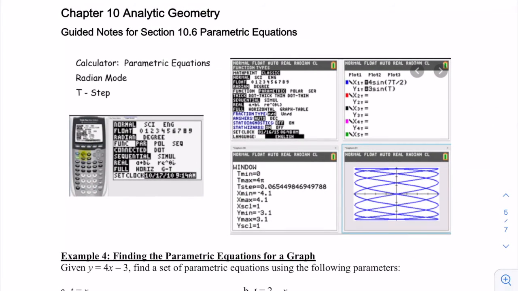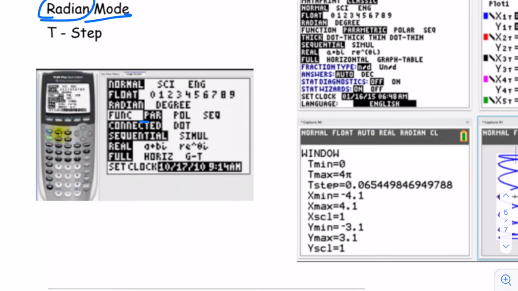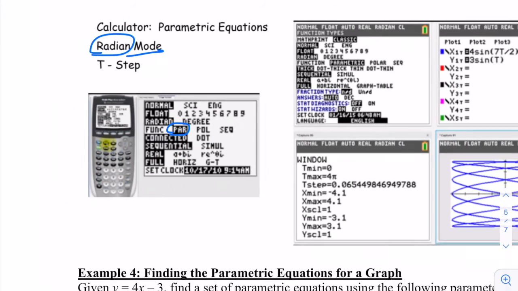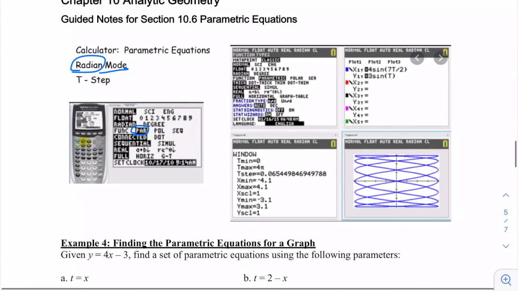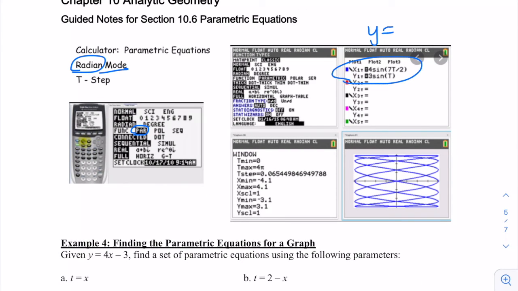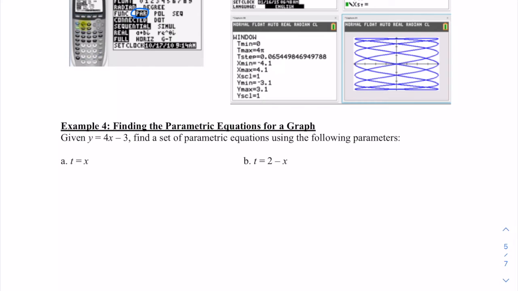With the calculator, you can change your mode from degrees to radians and the functions into parametric equations. So when you click on y equals, you'll get x1 and y1. Okay, now finding the parametric equations for a graph is actually not too bad. Now we just need to use some substitution.